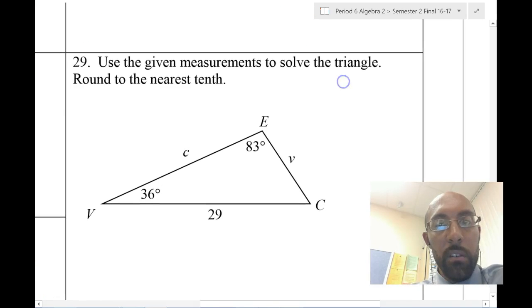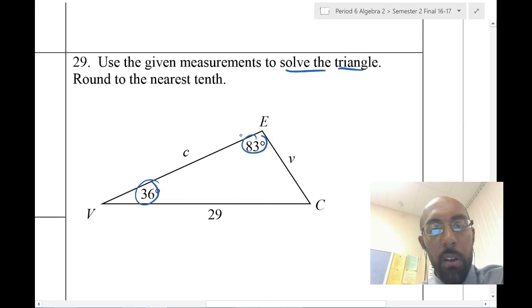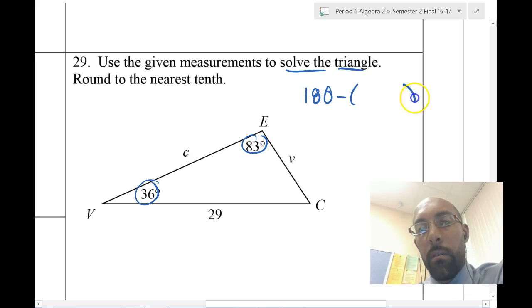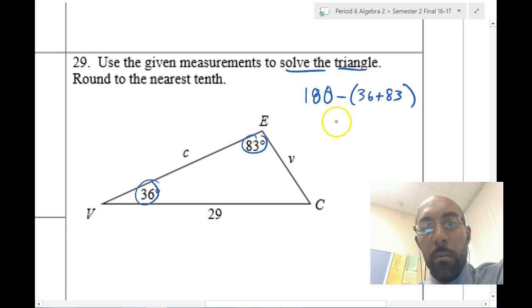Given the measurements, solve the triangle. What does that mean? It means find all the sides and find all the angles. All right, well, I'm going to start with the easy one. I notice that I've got 2 angles already. All triangles, the angles all add up to 180. So if I can take the sum of those 2 angles and find the difference of 180 in that sum, then I can find the angle. So I'm going to add these 2 angles up, 36 plus 83, and I'm going to subtract that from 180, and that should tell me the angle.